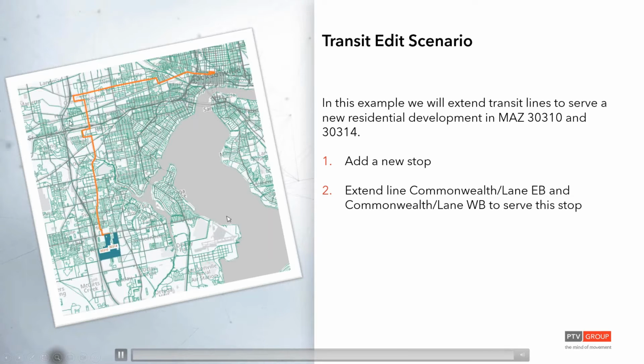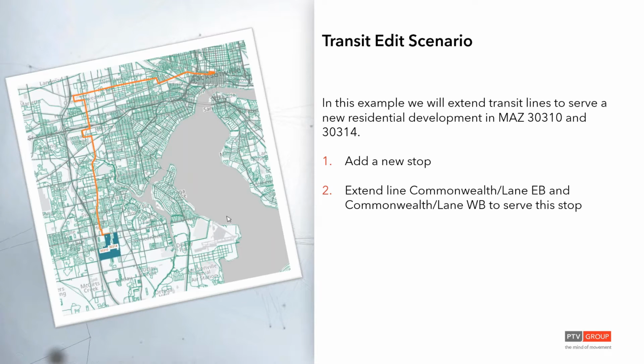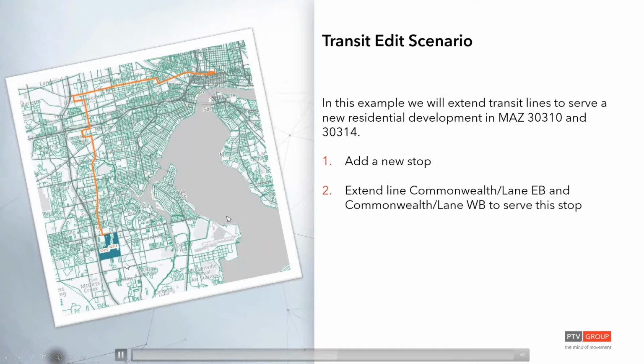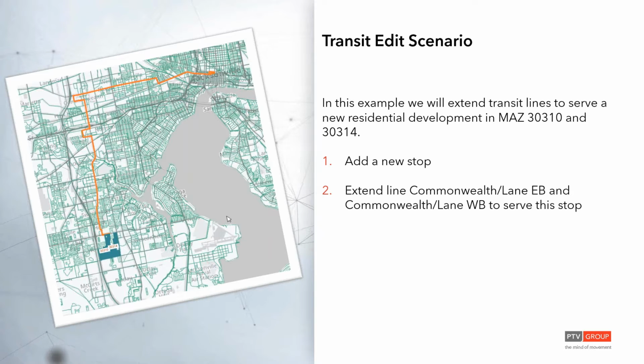This transit line goes by the name Commonwealth / Lane, and there are two line routes, eastbound and westbound. So we will first add a new stop, and then after that we will extend the transit line. And we'll see, if you want to update the frequency of the transit line, how to make that change as well.